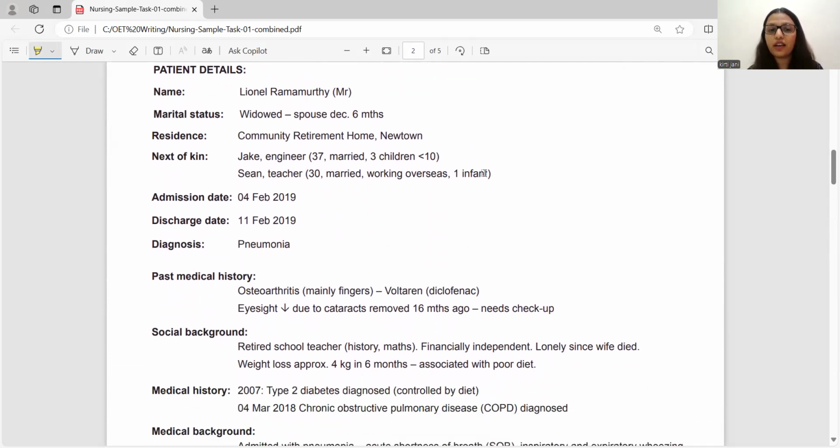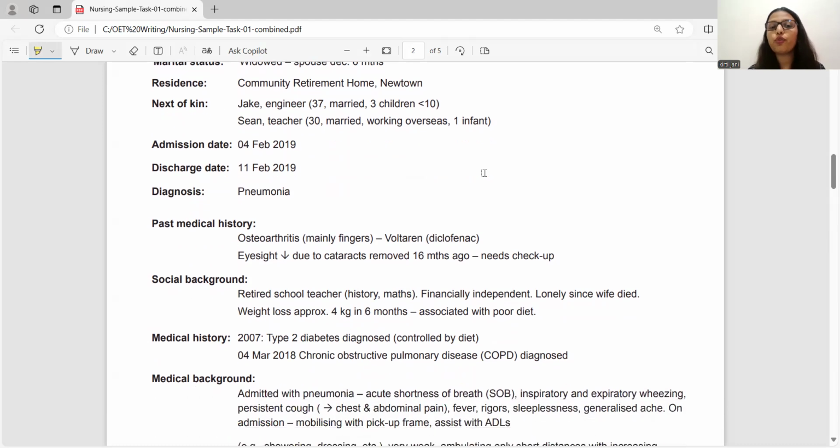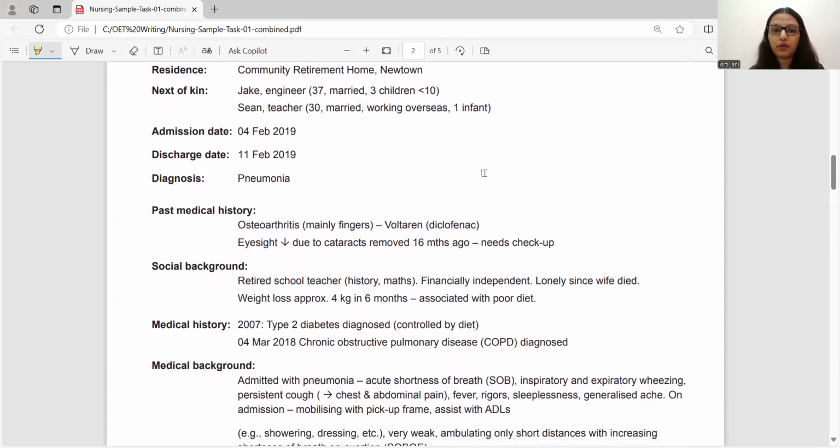Next of kin is Jack, engineer, 37 years, married, 3 children under the age of 10. Seen, teacher, 30, married, working overseas, 1 infant. Admission date is 4th February 2019. Discharge is 14th Feb 2019. So here we can see that the patient has been with us for a few days and the diagnosis is pneumonia.